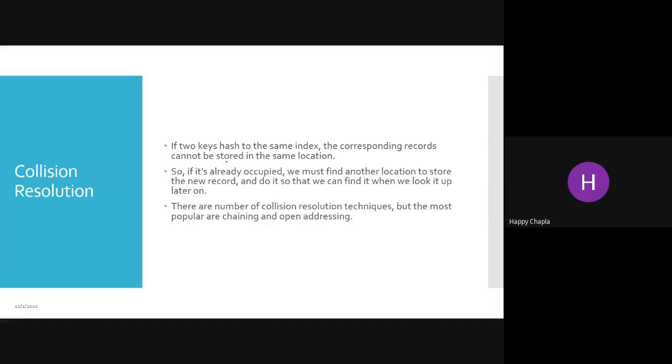If two keys hash to the same index, the corresponding records cannot be stored in the same location, right? So for that we have to generate a different location. If it is already occupied, then we must find another location to store the new record, so that we can find it when we look it up later on. If one value is stored at the same location, the second one we cannot store there. But how can we do it? There are two different techniques: chaining and open addressing.